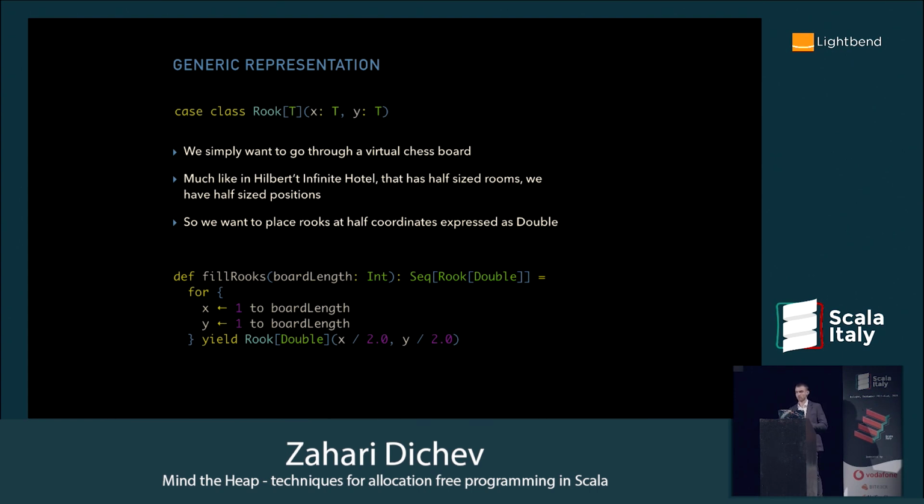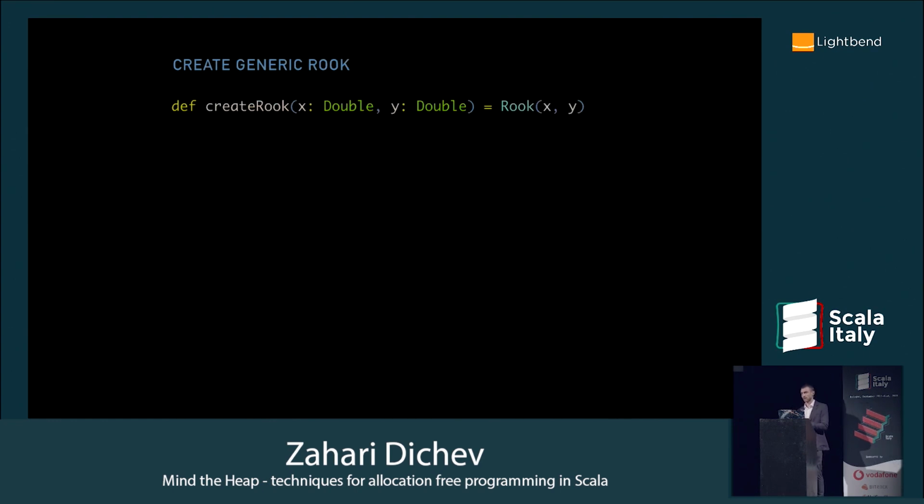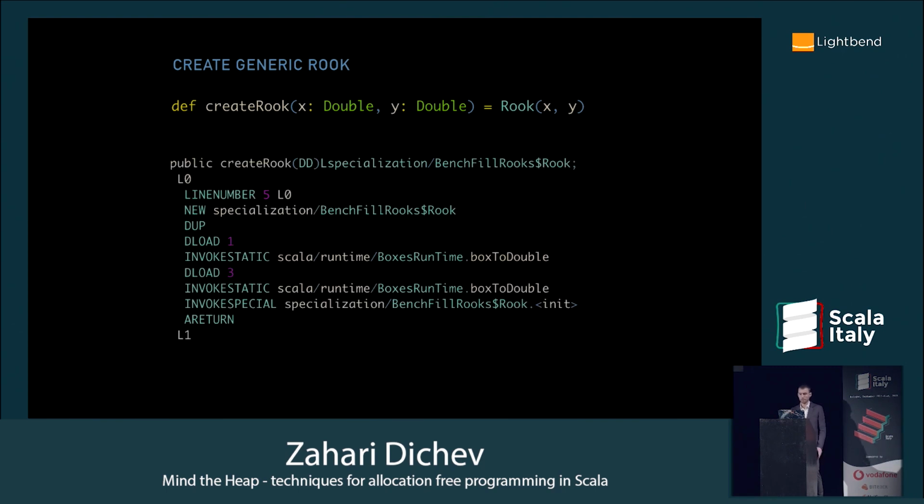it's very interesting to look at the bytecode that this rook creation produces, right? So if you isolate the instantiation of the rook and look at the bytecode that gets spit out, you'll actually quickly see something like this. And this is, again, fairly generic, but if you zoom in a bit, you see the calls to box to double. So effectively, your primitive doubles are now getting boxed to their equivalent wrapper, right?